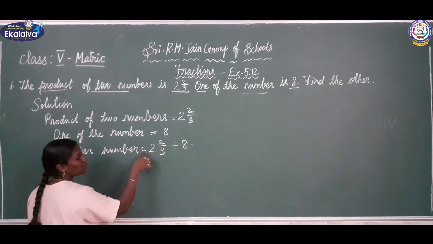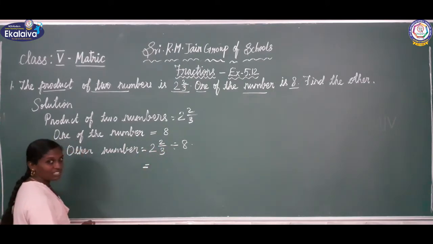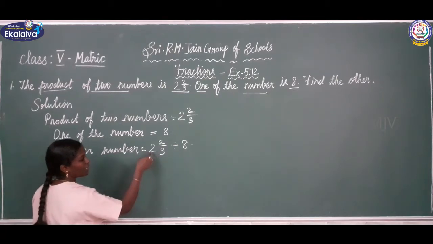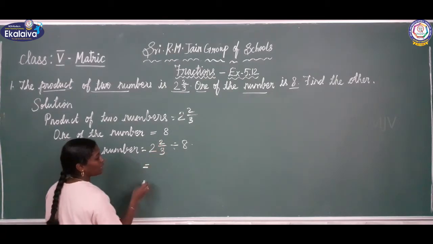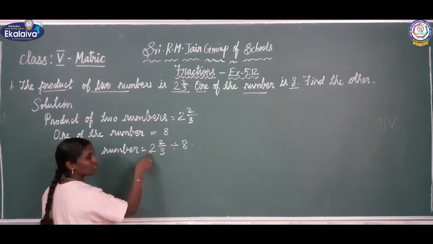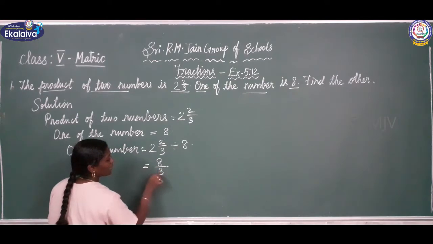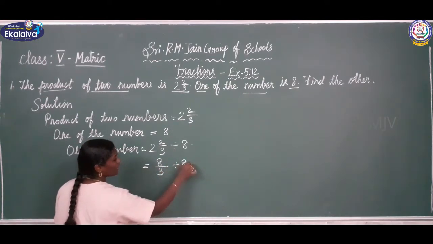Here 2 2/3 is a mixed fraction. We have to convert it into an improper fraction. For that we have to multiply the denominator and the whole number part, then add the numerator. 3 2s are 6, 6 plus 2, 8. So 8 by 3 divided by 8.